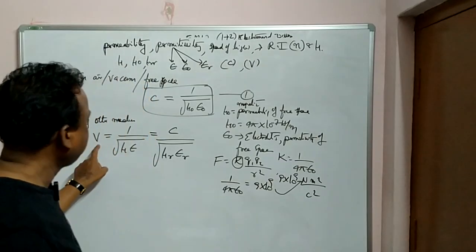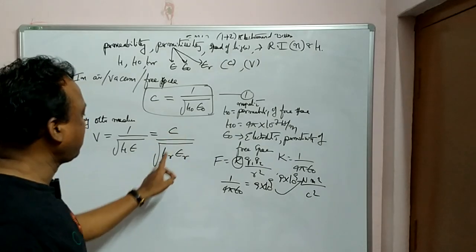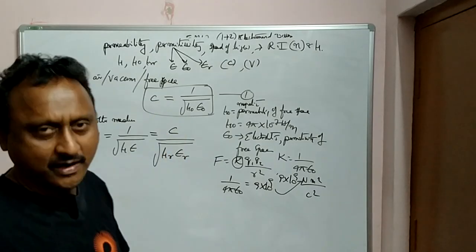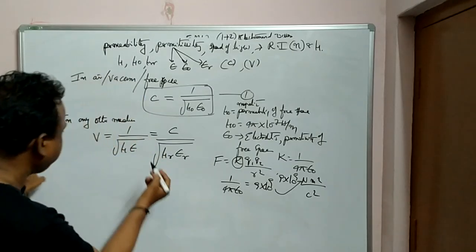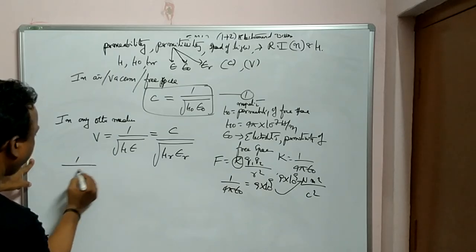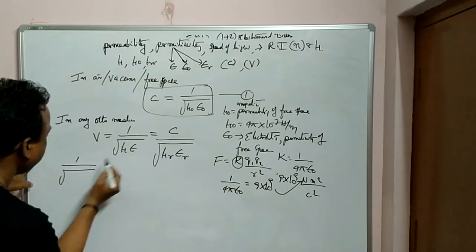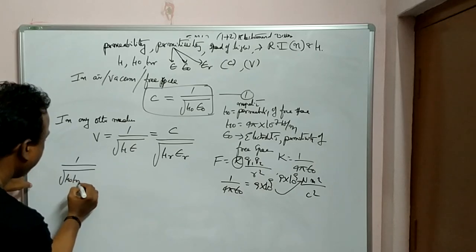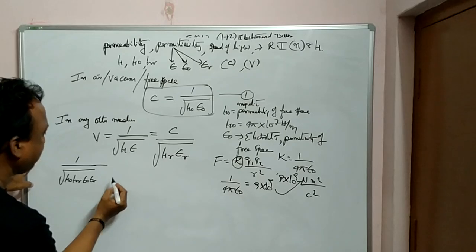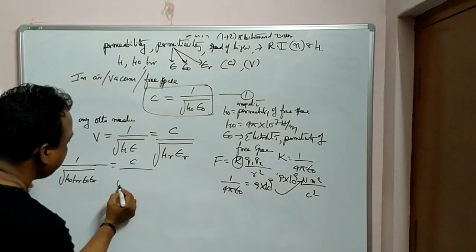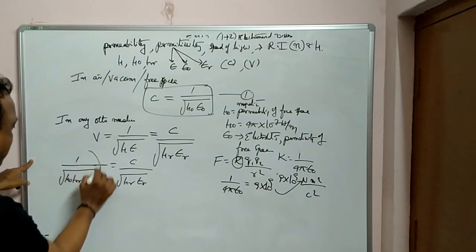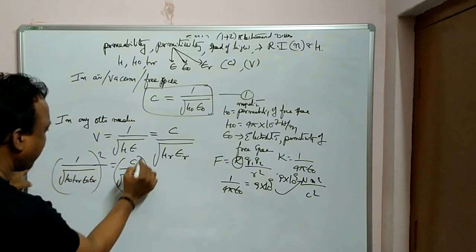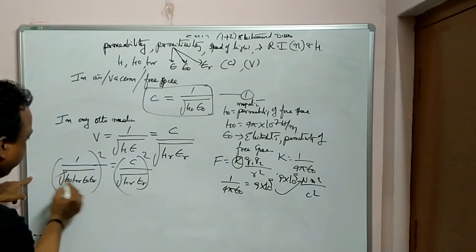This one again I can write as C, the speed of light in air or vacuum, by under root mu r epsilon r. Clear? You can check also. These two are the same only. I'll check it now. 1 by root over, what is mu? Mu naught mu r. What is epsilon? Epsilon naught epsilon r. That is equal to C by root mu r epsilon r. Suppose you take squaring on both sides, this root will go away.